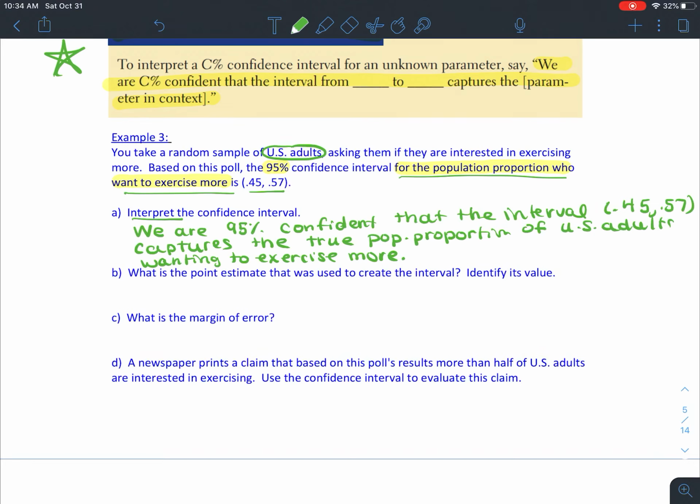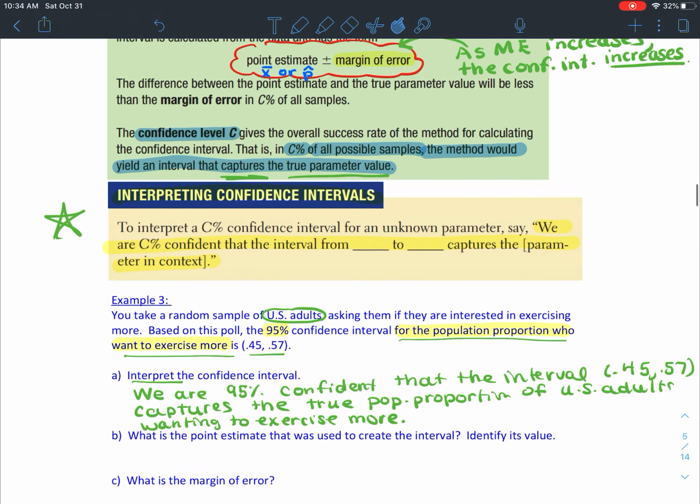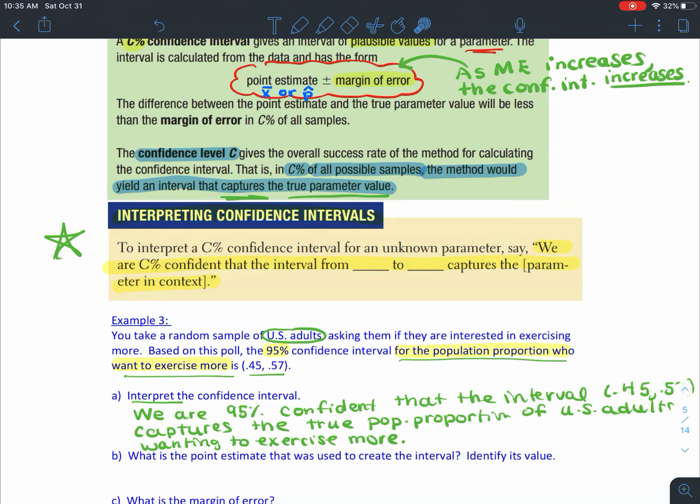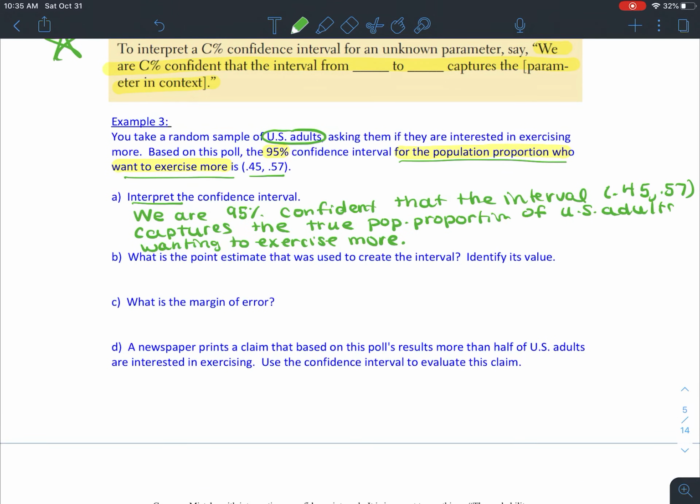Now here's part B. It says, what is the point estimate that was used to create the interval? Your point estimate should be in the exact middle of where your interval is. Look at the formula back here again. Remember, we take the point estimate, we add and then subtract the margin of error, and that creates the interval. So your point estimate should be exactly in the middle. This is just a matter of taking the ends of your interval, adding them together and dividing by 2, and that would tell you where the center is. And make sure you're labeling that with the correct symbol. We are talking about proportions in this example, so that should be labeled p hat.